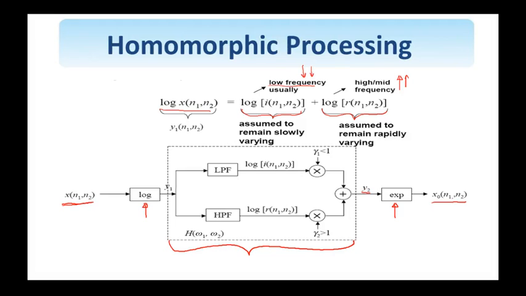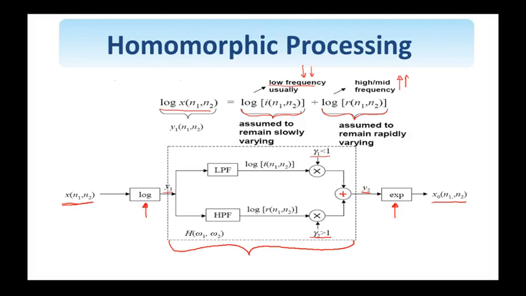So starting with our original image, taking the log, then we take the output and low-pass filter it. This will isolate the first component, the log of the illumination. I want to decrease it, therefore I multiply it with a gamma 1 less than 1. On the other hand, I high-pass the signal y1. This will let the second component, the high-frequency component, go through. That's the log of the reflectance. I want to amplify that, therefore I multiply it by a gamma 2 greater than 1. I add up the two terms, I exponentiate them and come back to the original domain.